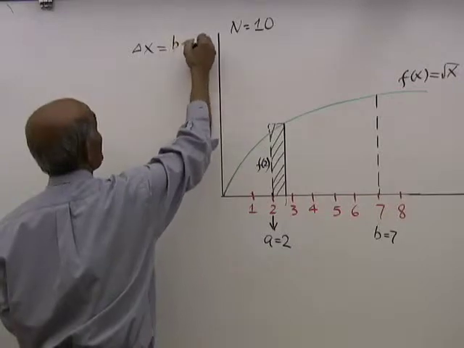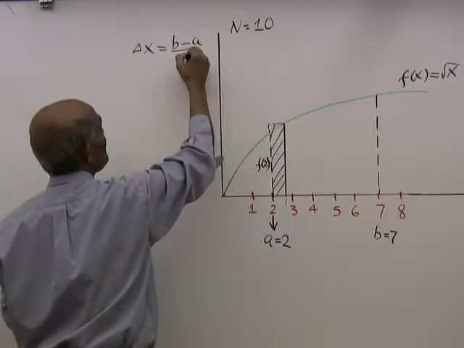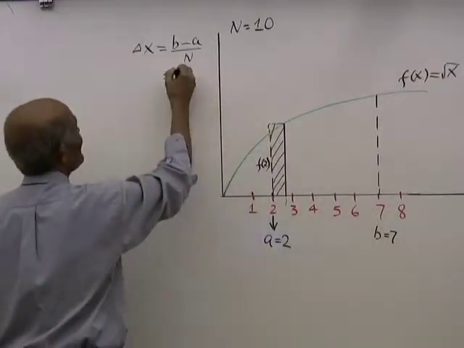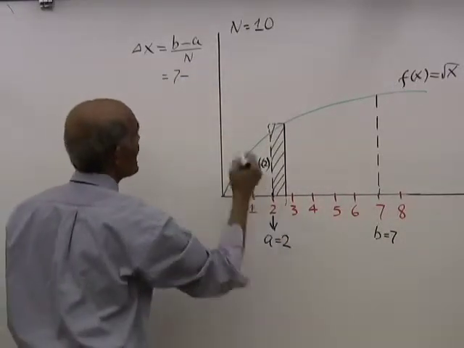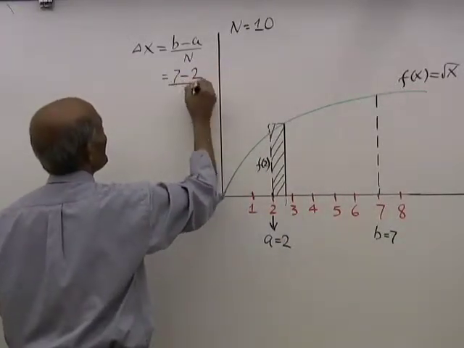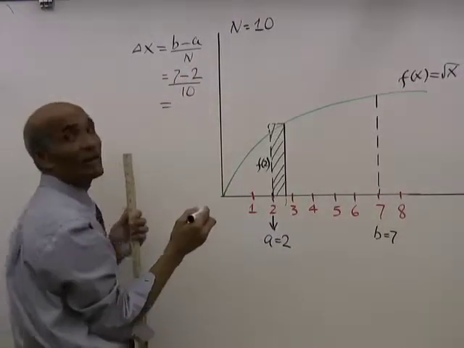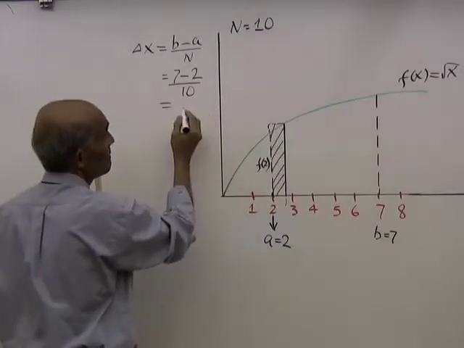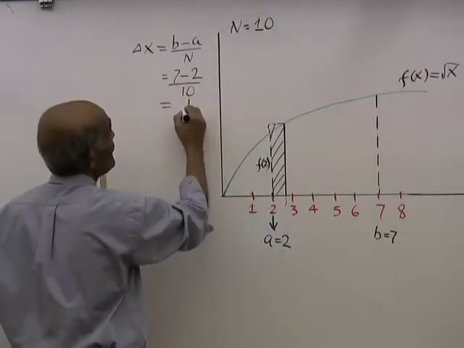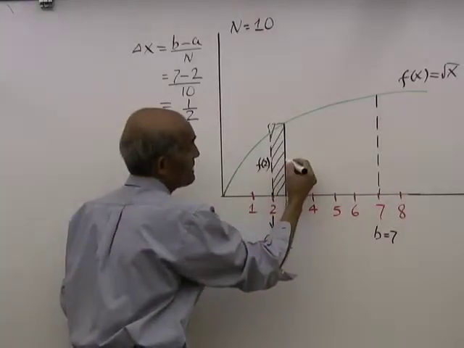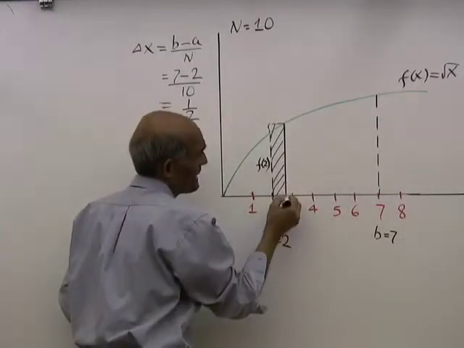So delta x is b minus a divided by n. Our b is 7, minus a is 2, and our n is 10. So that would be 5 divided by 10. Is that right? 5 divided by 10 is 1/2. So this will be this x value.